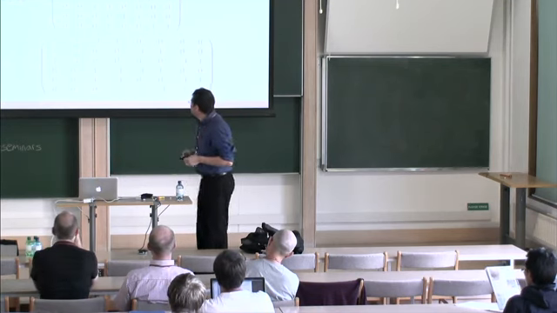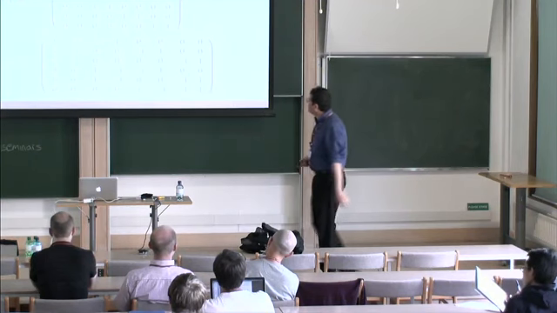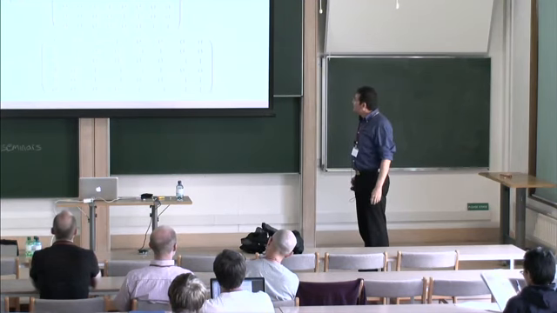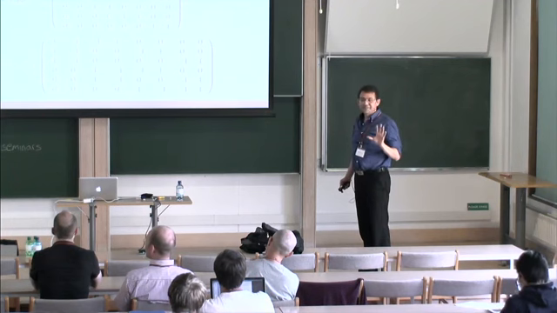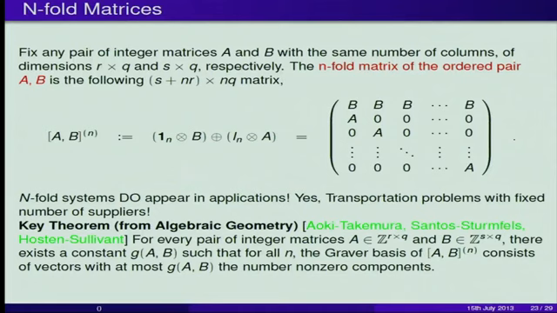Okay, so that's the theorem. Is it clear what this theorem is saying? This means that if you have an n-fold matrix, computing the Graver basis can be done in polynomial time in n.